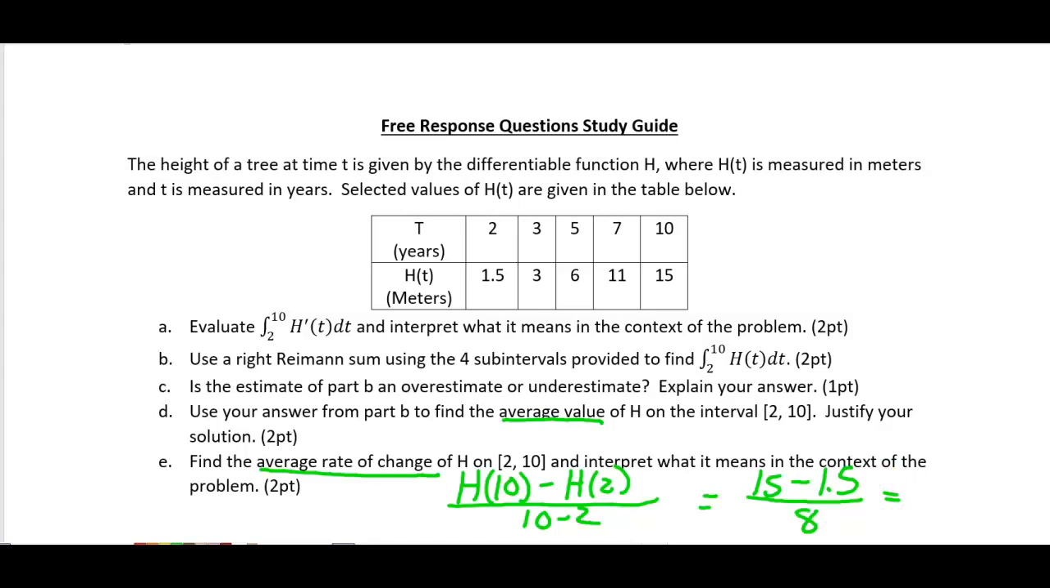So let me get my calculator here. 15 minus 1.5 divided by 8. And I end up with 1.6875. Now we want to be able to state what the units are. The units, the top numbers, as you guys can see, are meters, and the bottom units, as you guys can see, are years. And so the units for this are meters per year. Now we'll go ahead and we'll interpret this. So what is the interpretation of this one? Well, the input units are time.